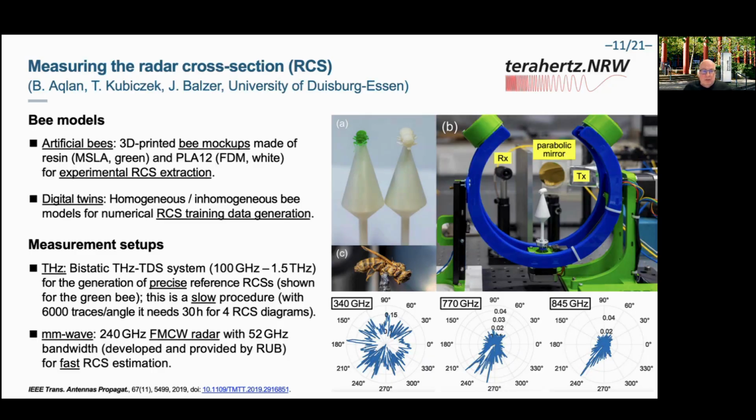So one also has to look at different, faster measurement setups, and what they are using is an FMCW radar system at 240 gigahertz with a large bandwidth of more than 50 gigahertz. That has been developed in Niels Pohl's group at the Ruhr University in Bochum, and has been provided for very fast radar cross-section estimation.